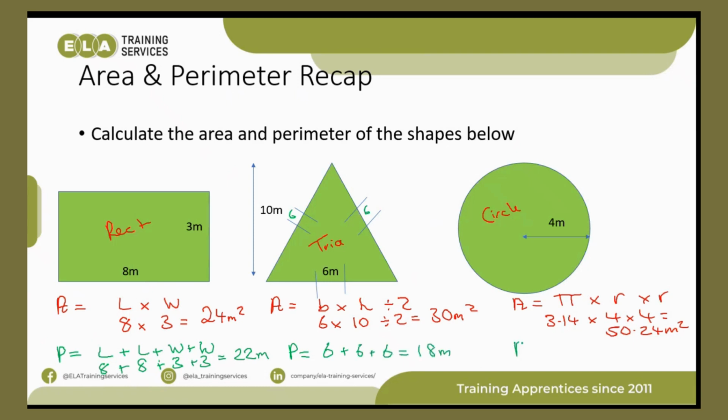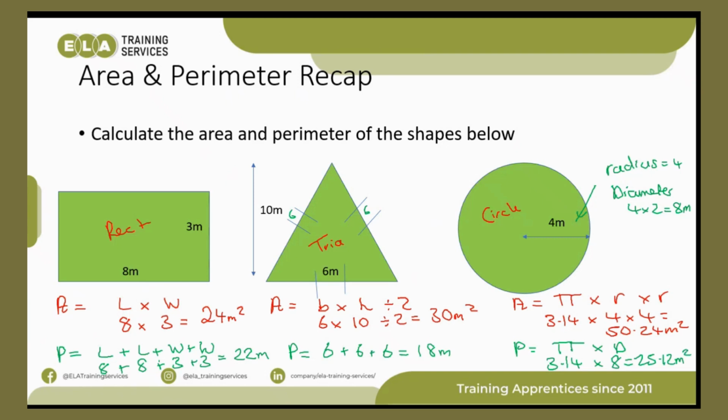And then we have our perimeter of our circle. So pi times diameter, we always write out our formulas, 3.14. Our radius is 4. The diameter is 4 times 2, which is then 8 metres. So 3.14 times 8 gives us 25.12 metres. And that is our recap of area and perimeter.